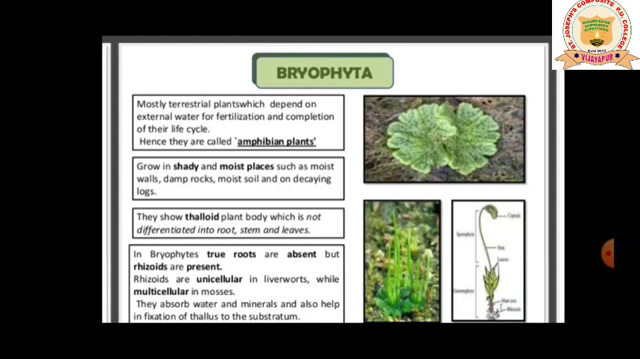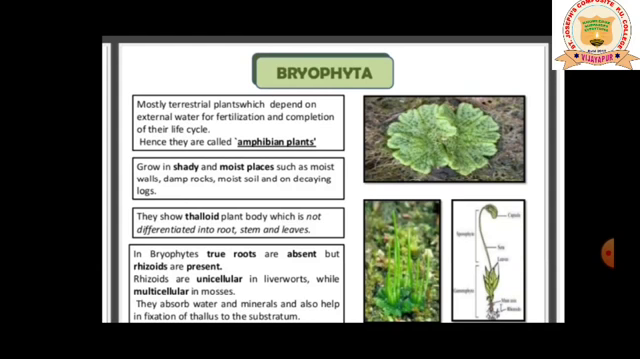Bryophytes grow in shady places. They need shady and moist places, they need damp rocks, and mostly they grow on decaying logs. Now coming to the structure of Bryophyta, they show a thalloid plant body which is not differentiated into root, stem and leaves. So you cannot make out which is leaf, which is root and which is stem. True roots are not found in them. You cannot identify true root, stem and leaves. So the body of the plant is thalloid-like. It is a thalloid form.